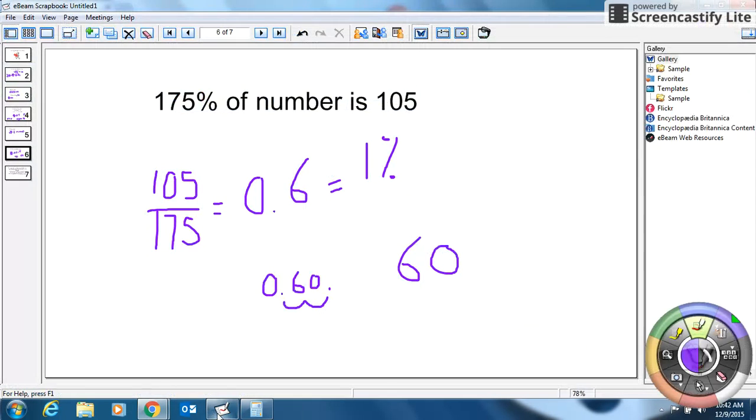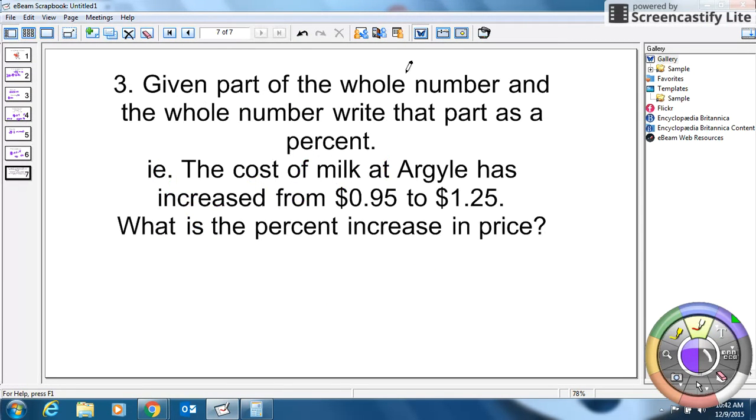Okay, so as promised, there are going to be 3 problems I wanted you to look at. Here is the third part. In this case, we're given part of a whole number and the whole number, and you have to figure out what percentage that is. So basically, a real life situation where you'd encounter that would be the cost of milk.